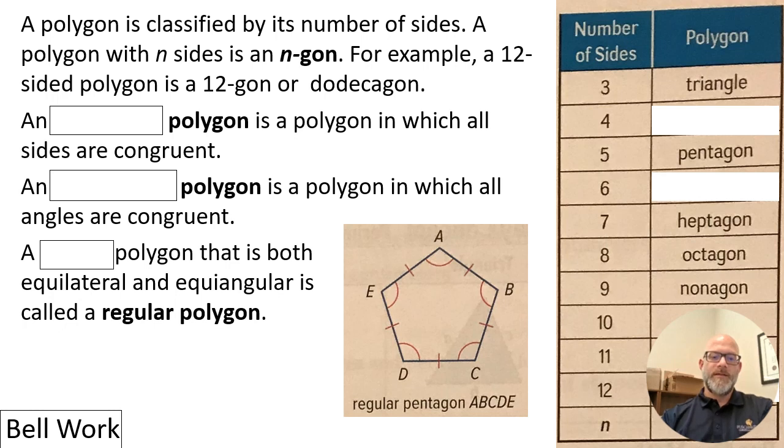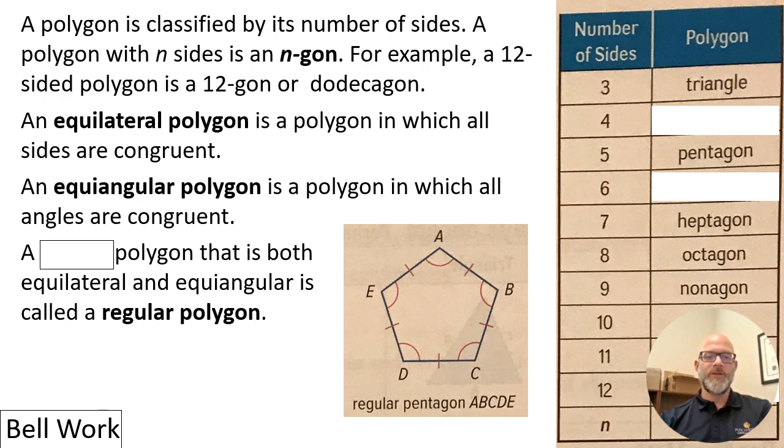All right. So, a blank polygon is a polygon in which all sides are congruent. That would be equilateral. A blank polygon is a polygon in which all angles are congruent. That's equiangular. This one's a little harder. A blank polygon that is both equilateral and equiangular is called a regular polygon. Okay? Regular polygon, you need equilateral and equiangular, but you also need the polygon to be convex.